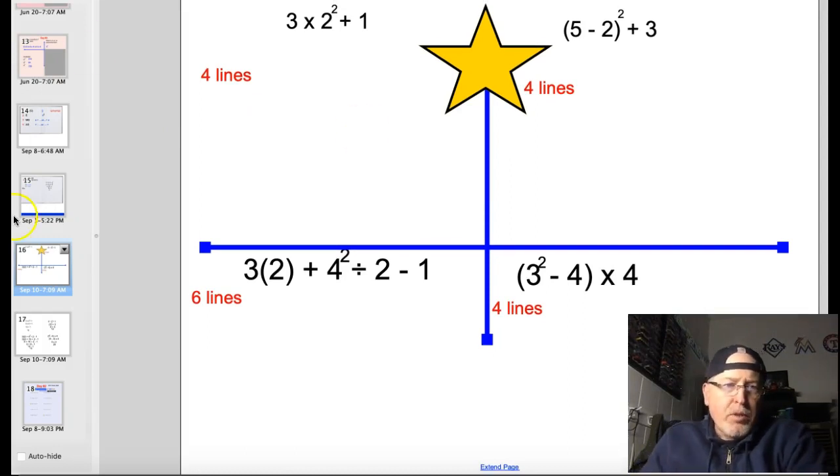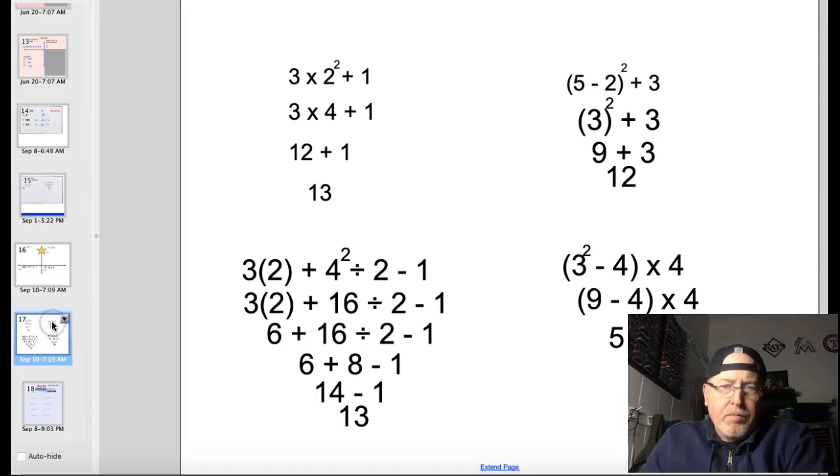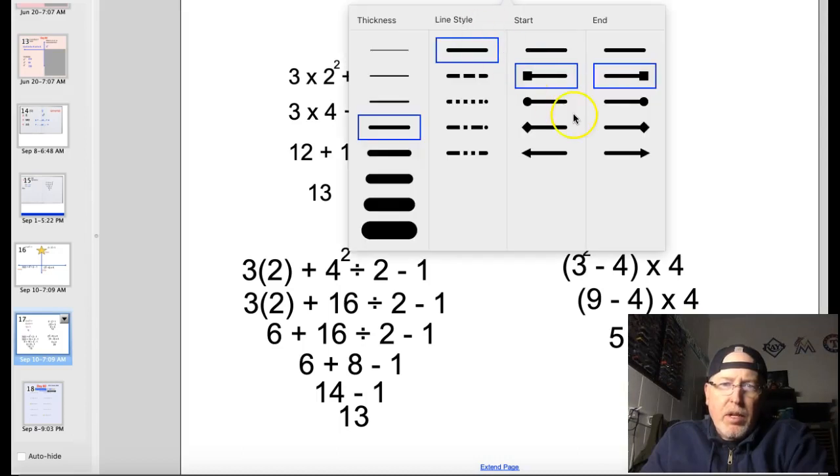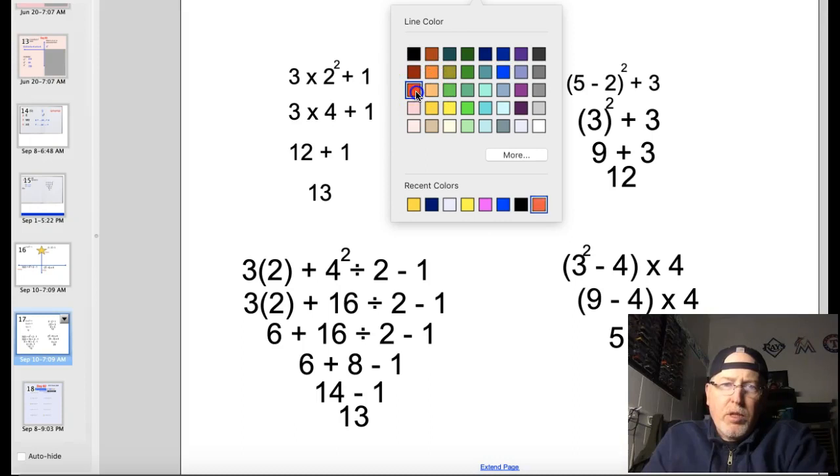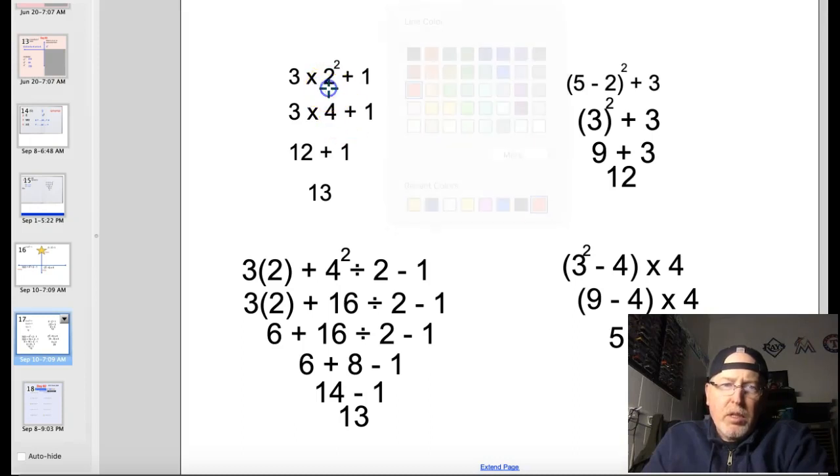Okay, these are pretty simple. Let's just see how you did on them. All right, this first problem here, let's get some arrows here to just kind of take us through it. I always kind of like that. It's kind of nice, just to make sure we're doing this correctly. Well, we don't have any parentheses, but we do have an exponent, so we'd go there. And we'd have 3 times 4. And then 12 plus 1 is 13.